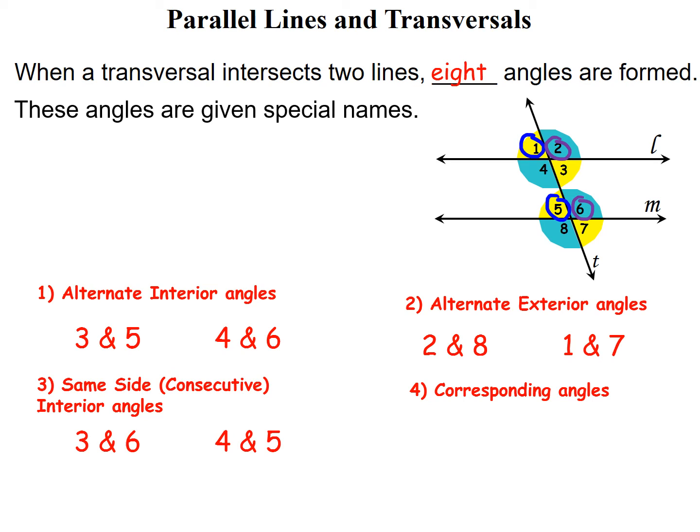They're both above those parallel lines, and they're on the right side of the transversal. Another pair would be 4 and 8, and the last pair would be 3 and 7. So we have 2 and 6, 3 and 7, 1 and 5, and 4 and 8. So make sure you get these angle pairs written down in your notes.